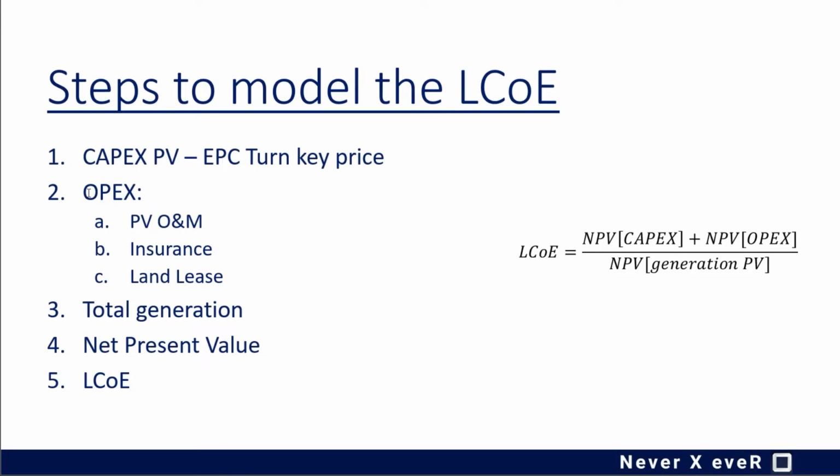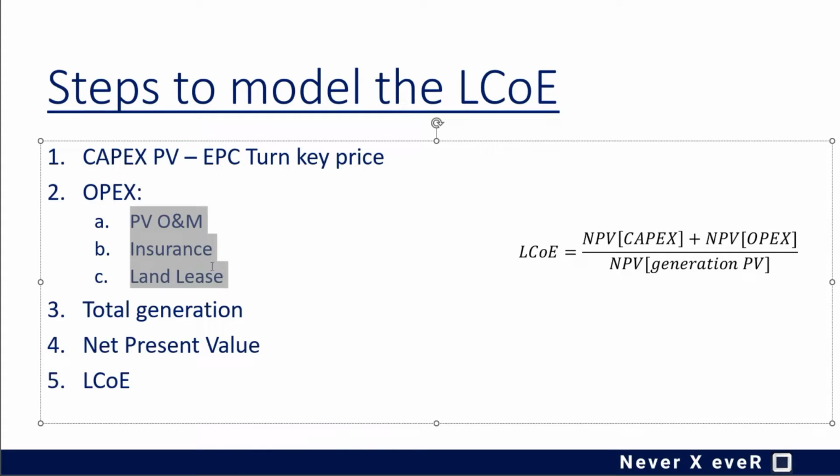The second is to calculate the Opex, and in our particular case we're going to break the Opex down into three other components. The first one is the PV operation and maintenance costs. The second one is the PV insurance, or more actually the power plant insurance. And the third one is going to be the land lease.